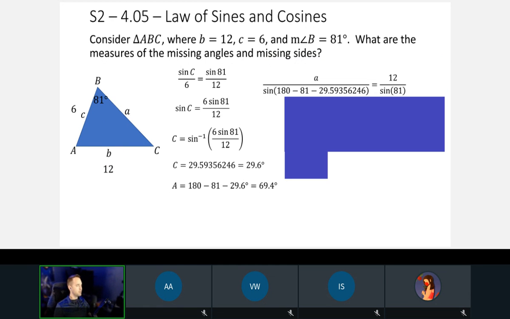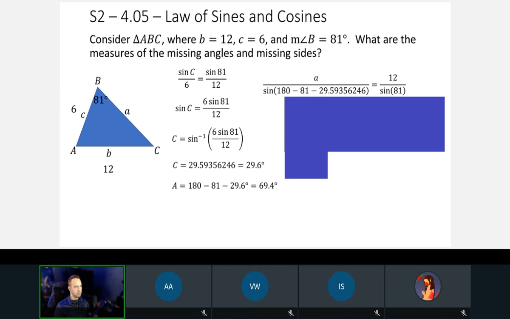Yep. And so what I did is to avoid using rounded work, because I always tell you guys, rounded work is usually bad. You want to try to avoid it. So what I did to get around that, we know that this angle A is 180 minus 81 minus angle C. And angle C, I just wrote out to as many places as I could. And I also stored this value in my calculator. But writing it out that many places is probably fine. I wouldn't use the rounded value. I would use as long as you can if you can't store it in your calculator like I did.